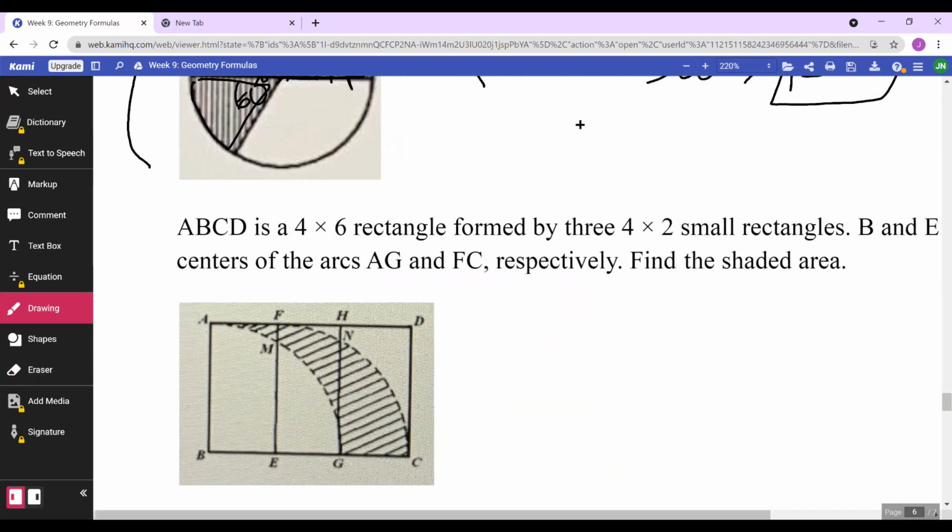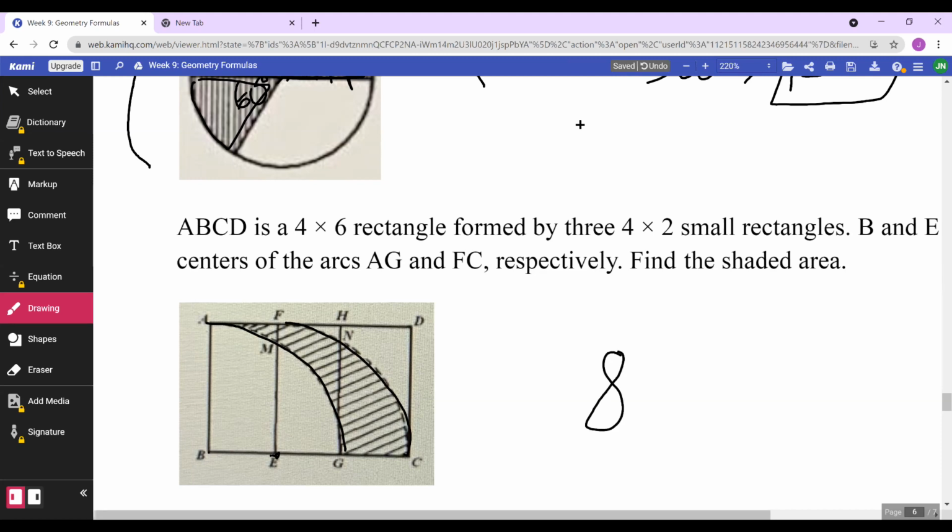So wait, are B and E centers? B is the center of quarter circle AG, but E isn't a center. Or actually, sorry, it actually is for CF. I kind of feel like the answer is 8. So what you do? That's correct.